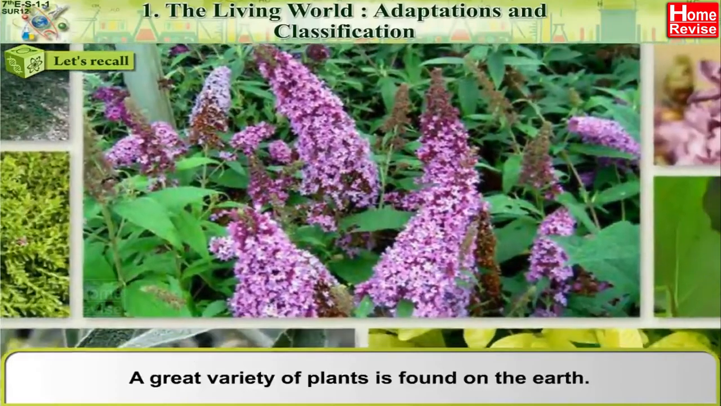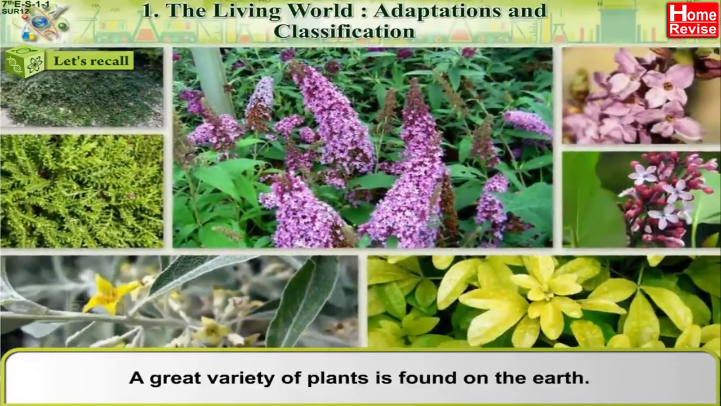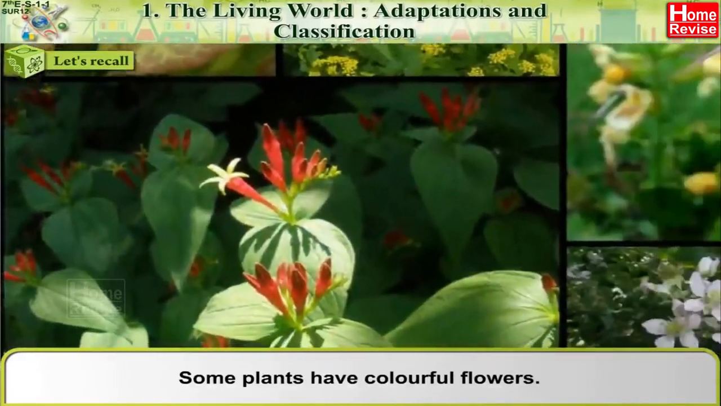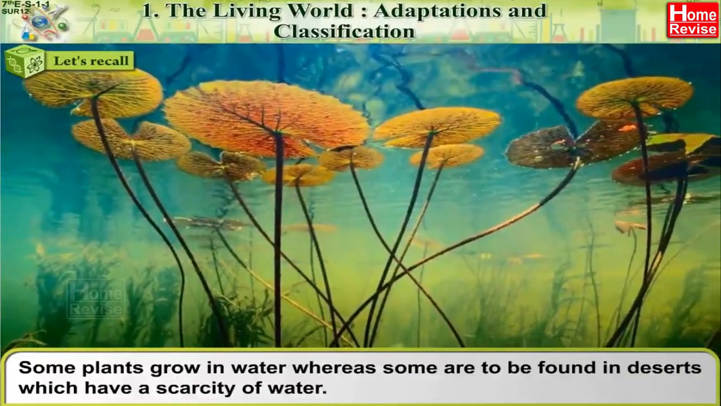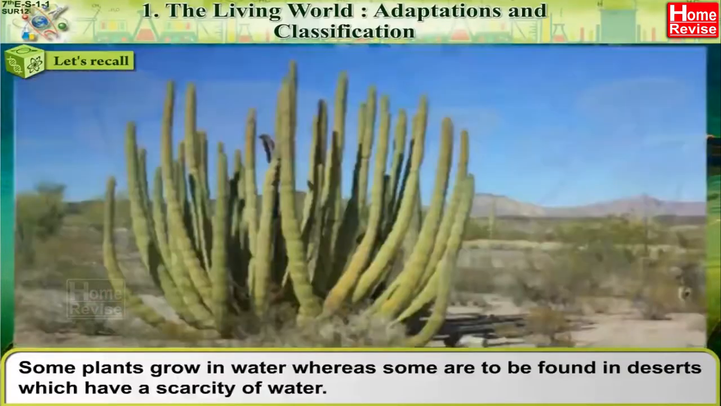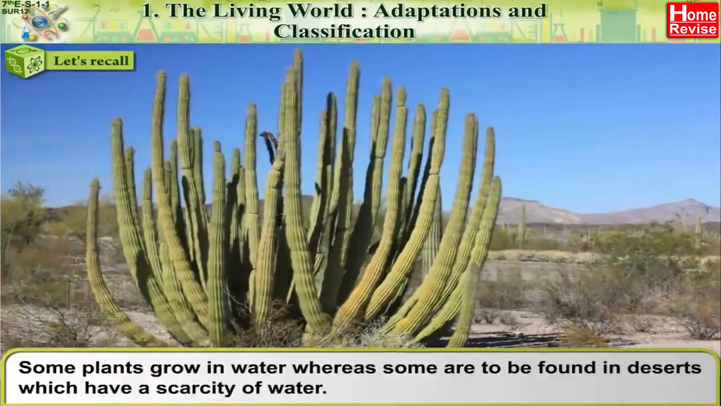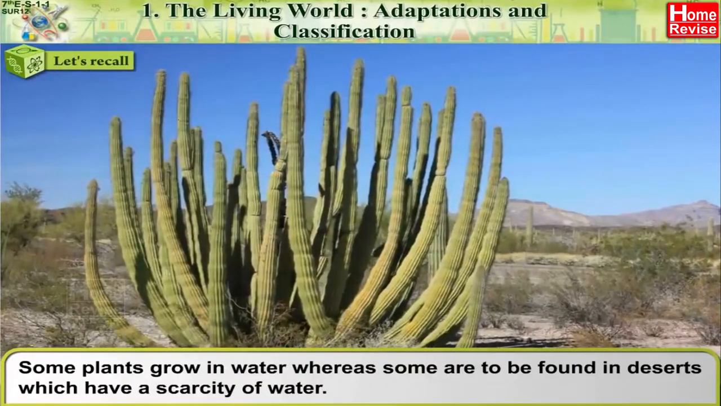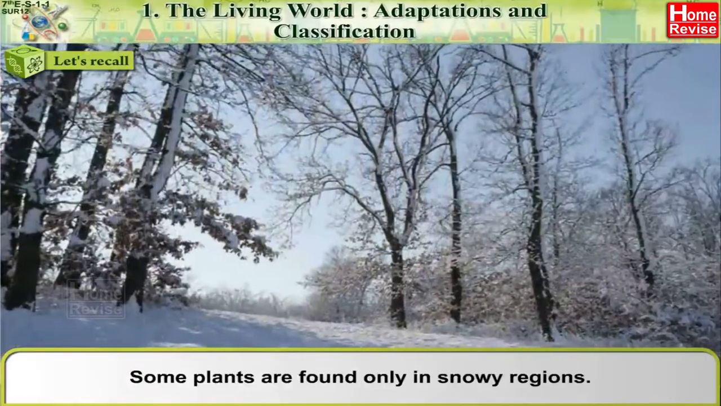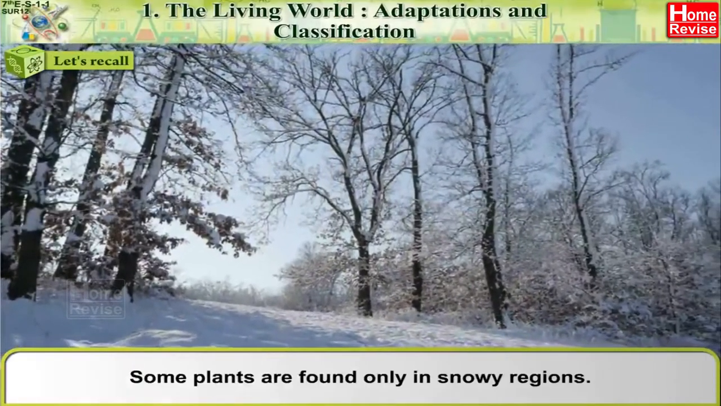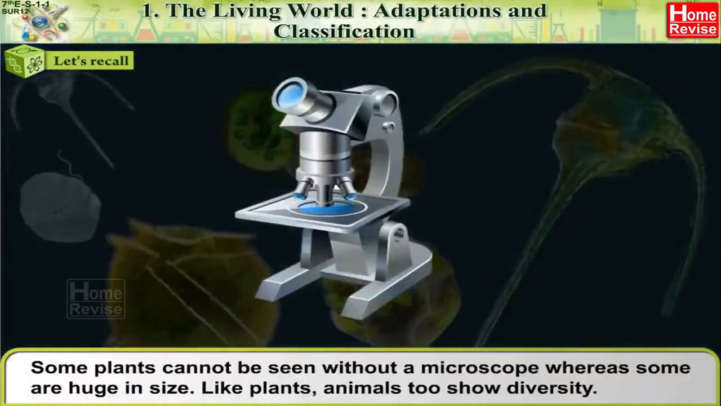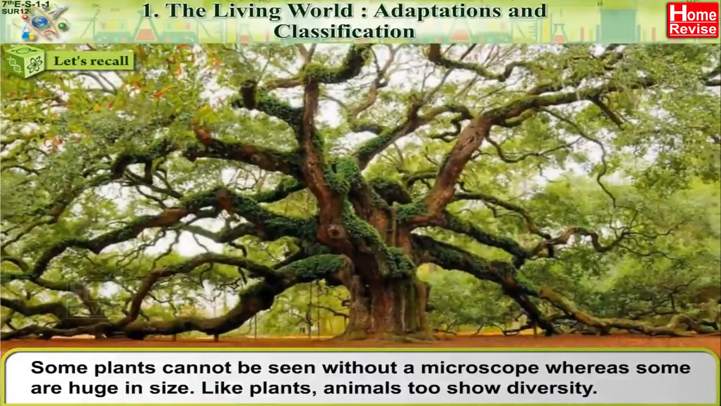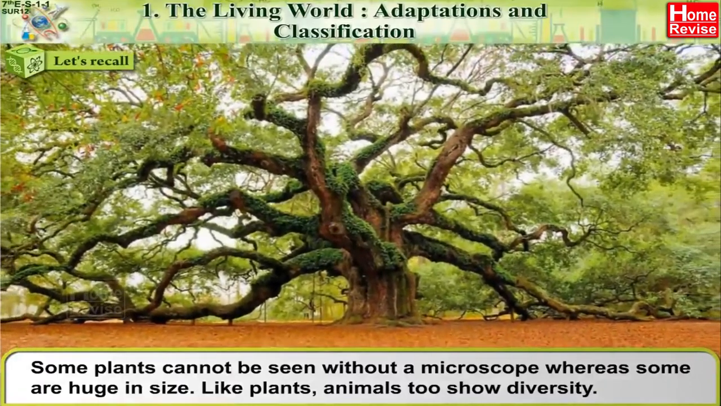A great variety of plants is found on the earth. Some plants have colorful flowers. Some plants grow in water, whereas some are to be found in deserts, which have a scarcity of water. Some plants are found only in snowy regions. Some plants cannot be seen without a microscope, whereas some are huge in size.